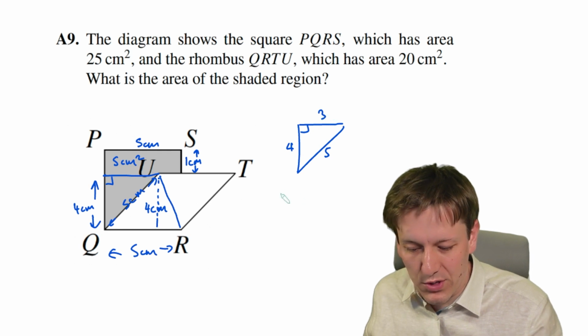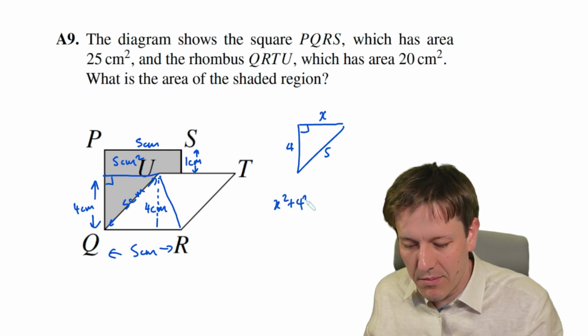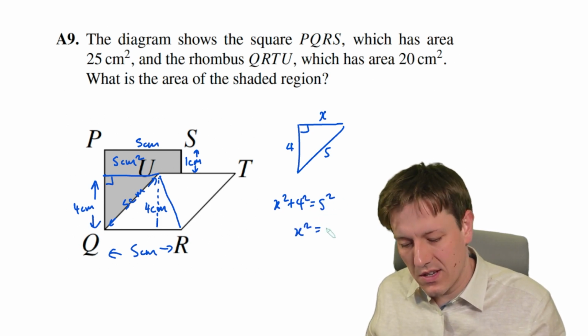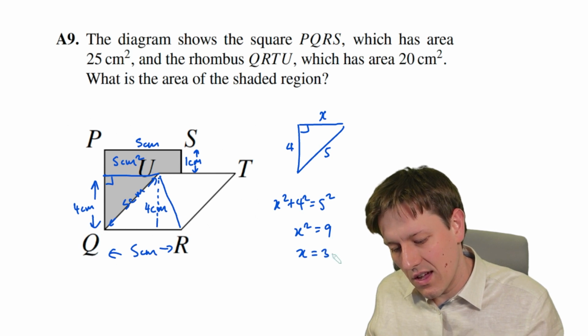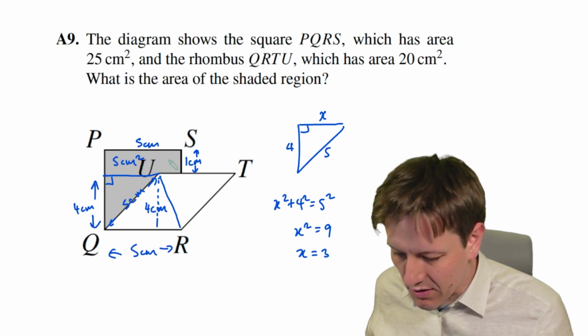Or if you want to, you apply Pythagoras' theorem and say that's x, and you've got x squared plus 4 squared equals 5 squared, right? So x squared equals 25 minus 16, which is 9, and so x equals 3 here, because x has to be positive, of course, can't be minus 3.